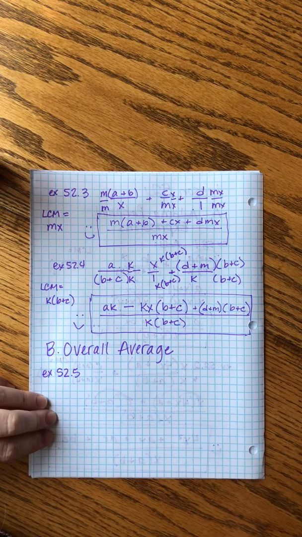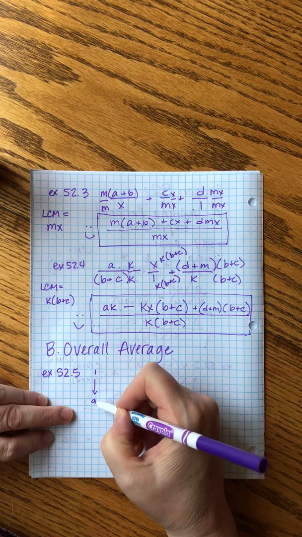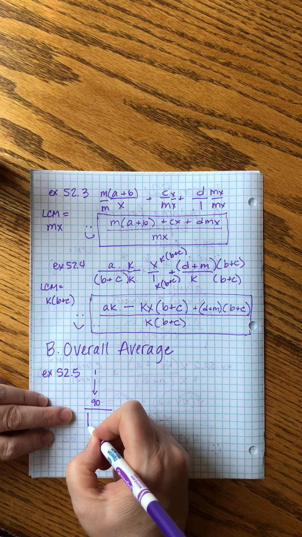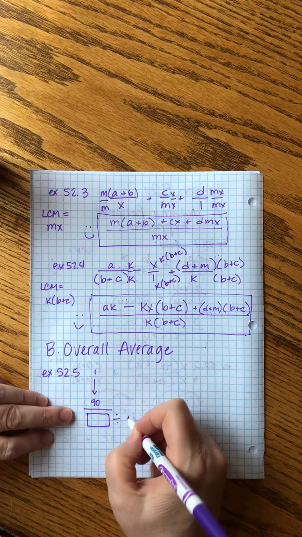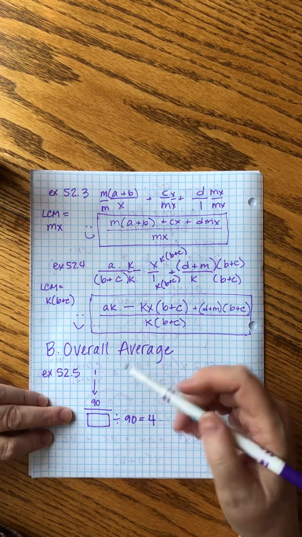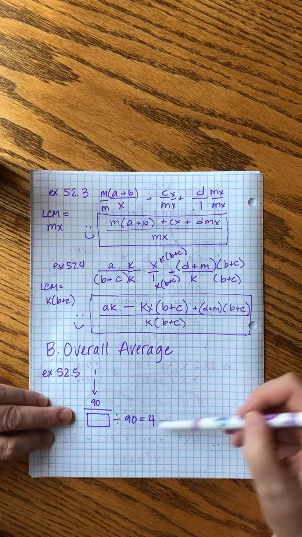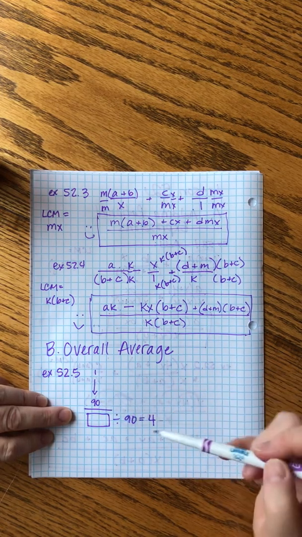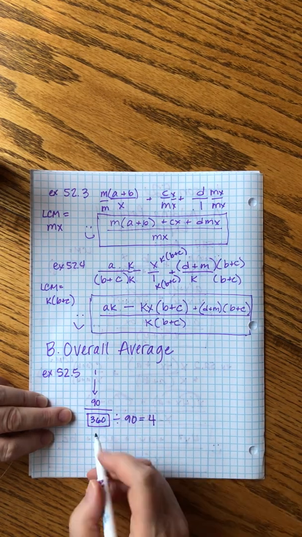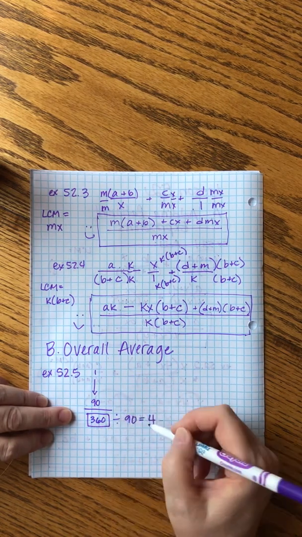Okay, first let me draw a picture to explain what this is. We have a bunch of numbers, 1 through 90. We don't know what they are, but there are 90 numbers. We added them up, we got a total. We divided it by 90, and we got 4. The average of the first 90 numbers was 4. Now, we don't know those 90 numbers, but working backwards from here, we know they had to add up to 360, right? Because 360 divided by 90 gives us the average of 4. We still don't know these numbers, but we know they added to that.